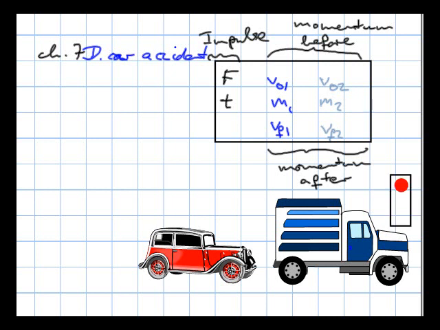I'd forgotten the traffic light, so there it is. Okay, let's see what we got. We are given the masses of the two, and the initial velocity of the car. We also have the initial velocity of the van because it says it stopped, so this one is 0.